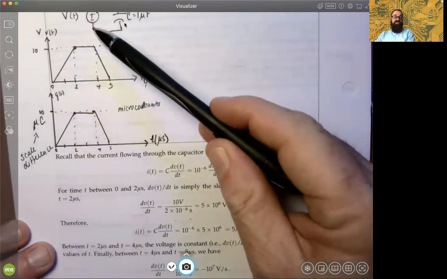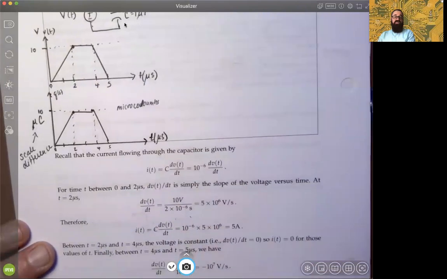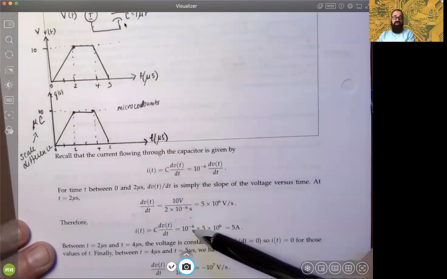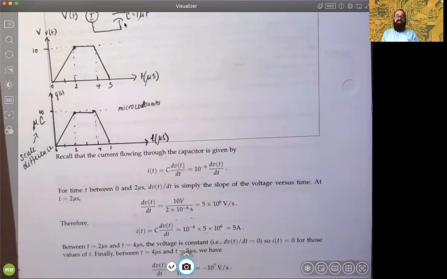The derivative is the same as the slope of that line. And in this case, you're going to have 10 to the minus 6 times 5 times 10 to the positive 6, and you would get exactly 5 amps, all right?